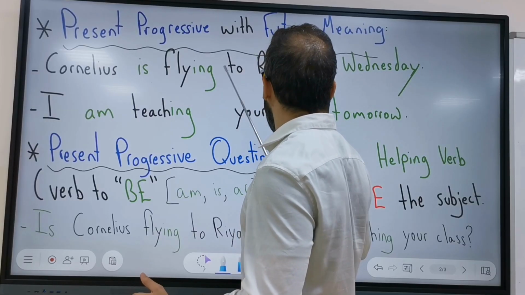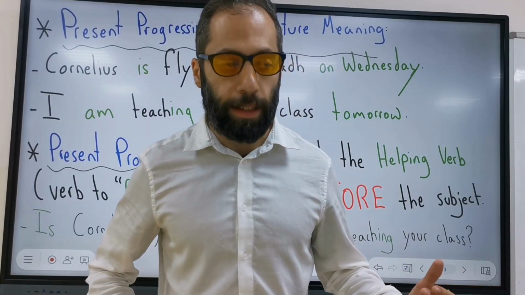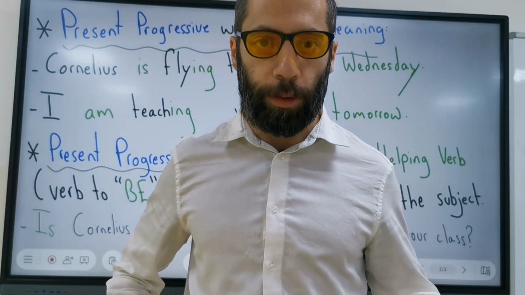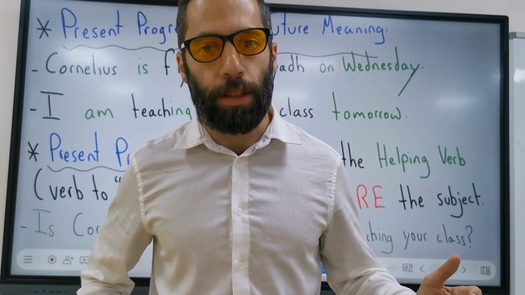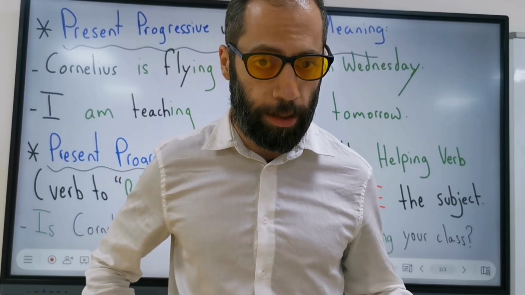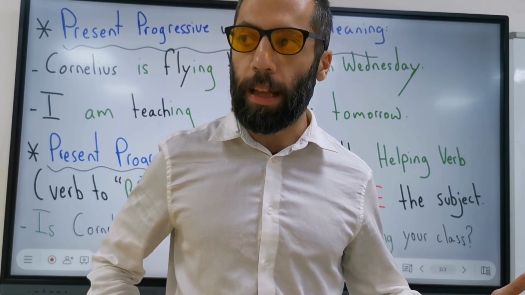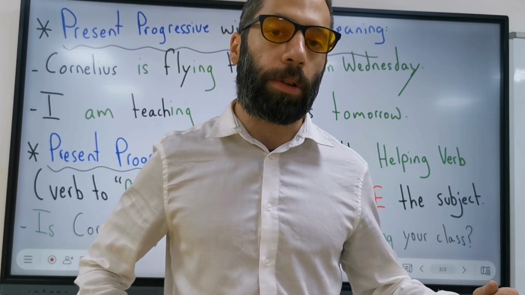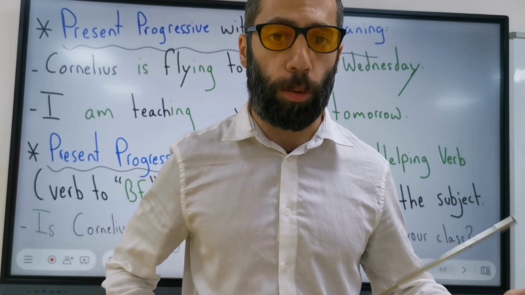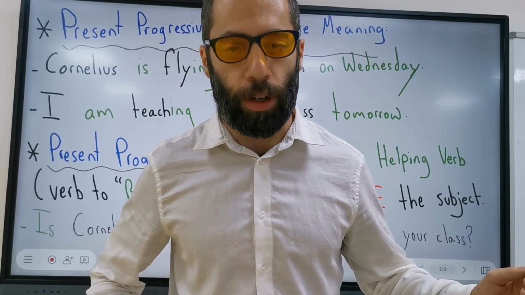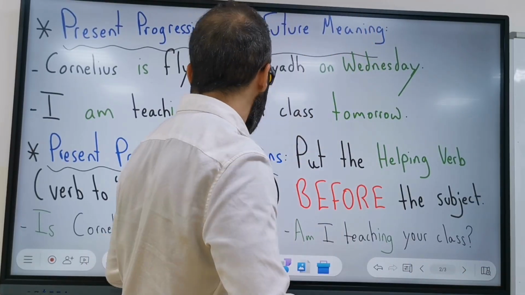Cornelius is flying to Riyadh on Wednesday. He didn't fly yet. He is flying, not now, on Wednesday, so in the future. Now, usually if this happens, the sentence will have a hint or a key word, a time word. And if you see a key word that's referring to the future, this means we are using the present progressive to talk about the future. So make sure to watch out for the hint. Now, in the first example, the hint or the time word is on Wednesday.